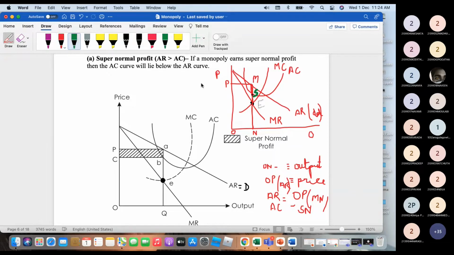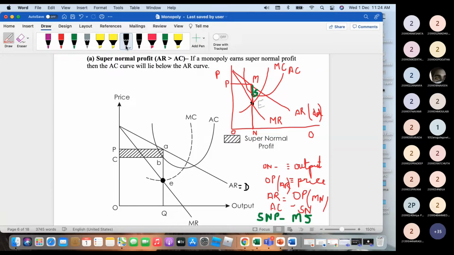And students, to find the supernormal profit, your supernormal profit will be how much? AR is MN, AC is SN, so your supernormal profit is equal to MS. Supernormal profit is equal to MS, this area, students. This area, MS.